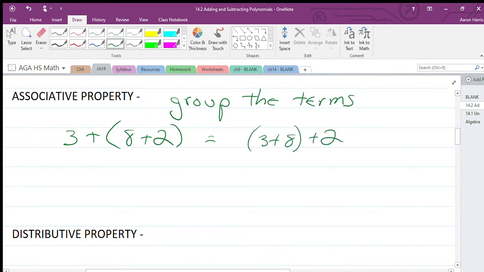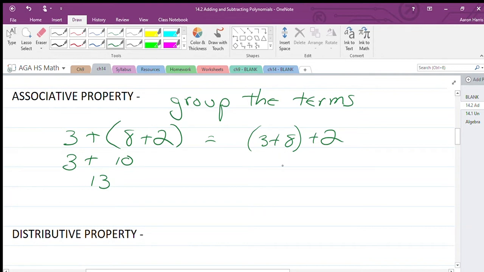All I did was switch the grouping, correct? Remember, addition. Keep it with addition. Don't get willy-nilly with it. So let's see what this does. 3 plus, what's 8 plus 2? Because we do parentheses first. That's nothing more than 10. And 3 plus 10 is what? 13.